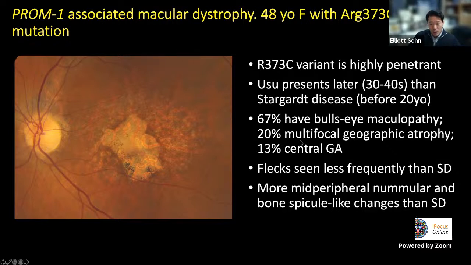A lot of these patients will have a bullseye maculopathy. So if you see a bullseye maculopathy, this should definitely be on your differential. I'm not showing that here. I'm showing you here central geographic atrophy, which some patients have, and a minority of patients will have some multifocal GA that's not involved in the fovea. Some of the things that distinguish it from Stargardt disease is the fact that they don't have as many flecks. You don't see it as frequently as in Stargardt disease, and you might see some more mid-peripheral nummular bone spicule-like changes in this disorder.